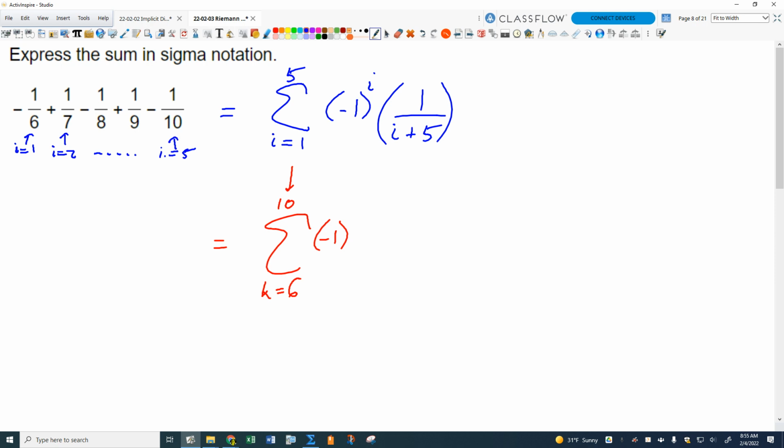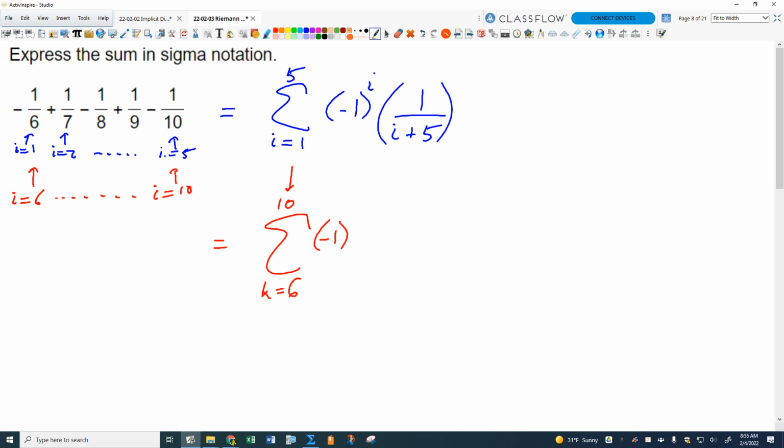There's the 5th term, right? If I did it this way in red, this one would start off with, we're starting with term number 6, and we're ending with term number 10. Each term just gets like a label. Does that make sense? Okay.